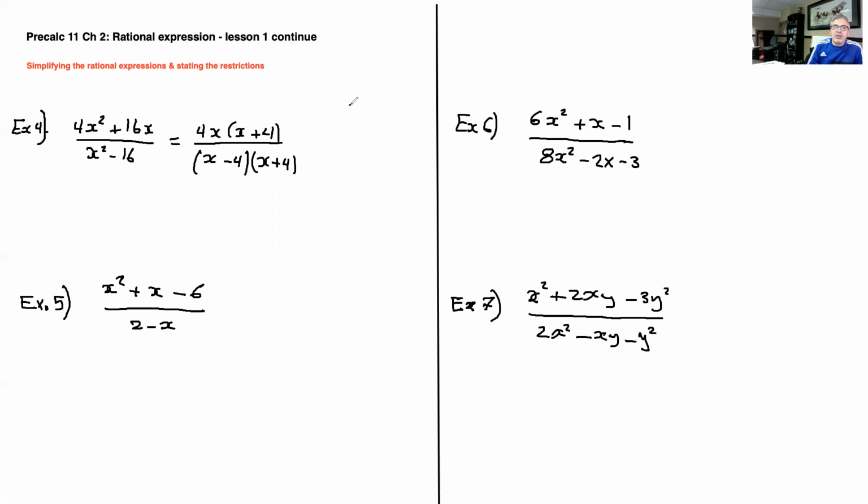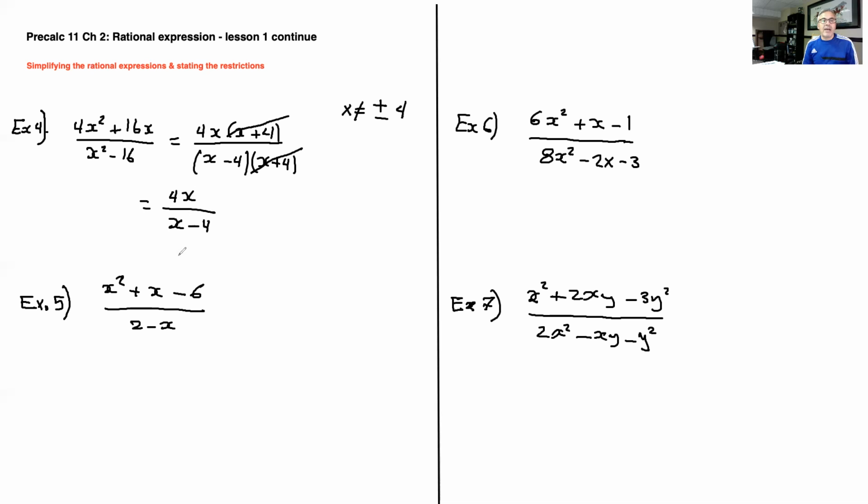So at this stage, I can tell what my restrictions are. x cannot equal plus or minus 4, because positive 4 will make this 0 and make the whole thing 0, and negative 4 will make this 0, and then the whole thing will be 0. So these are the restrictions. But at this stage, simplifying, just reduce x plus 4 with x plus 4, and the final answer is 4x over x minus 4.